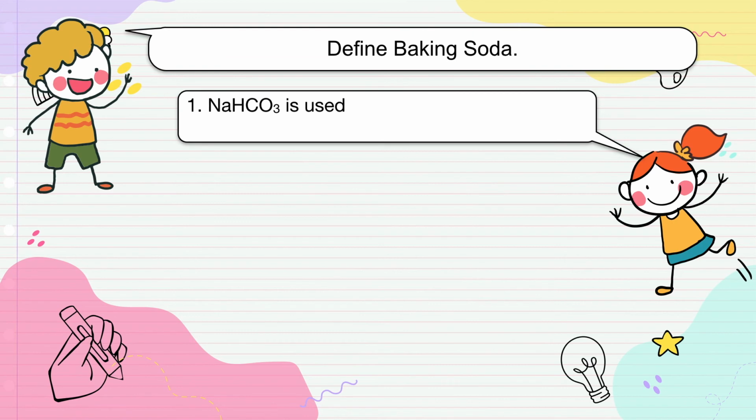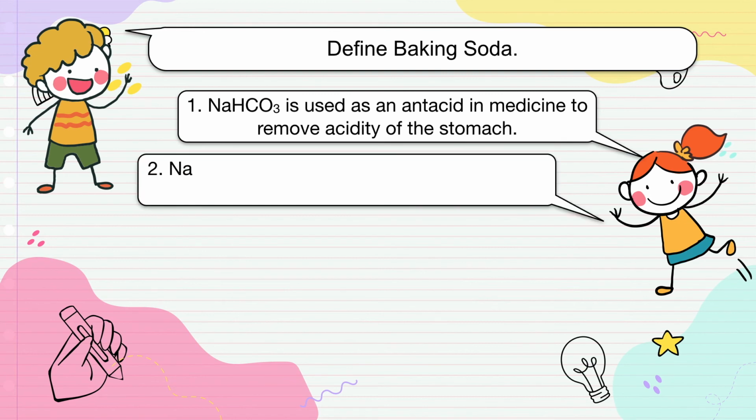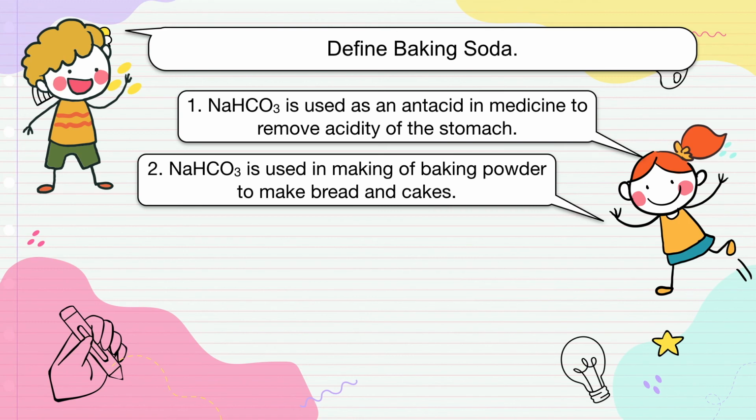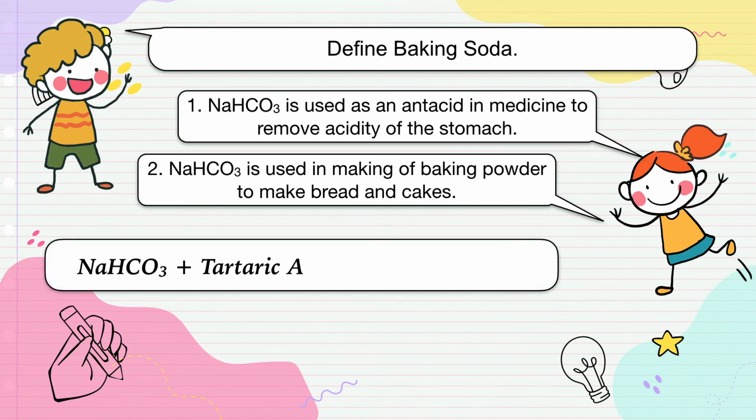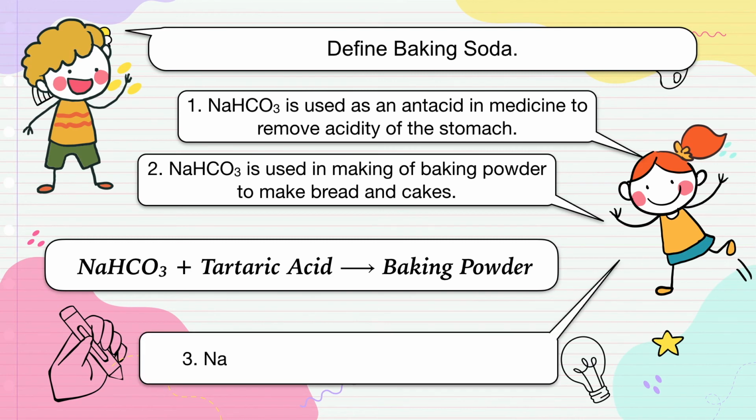Uses: sodium hydrogen carbonate is used as an antacid in medicine to remove acidity of the stomach. Sodium hydrogen carbonate is used in making baking powder to make bread and cakes. Sodium hydrogen carbonate is used in fire extinguishers.